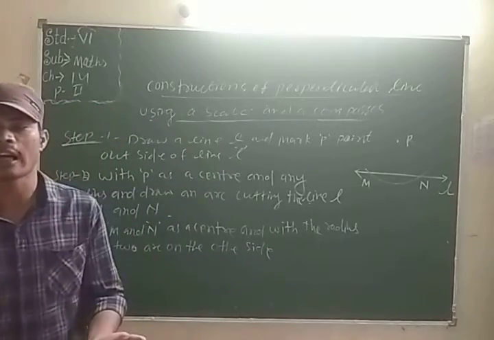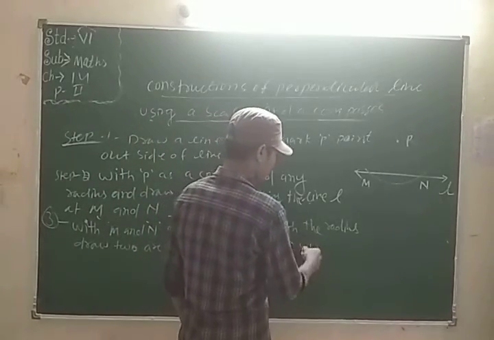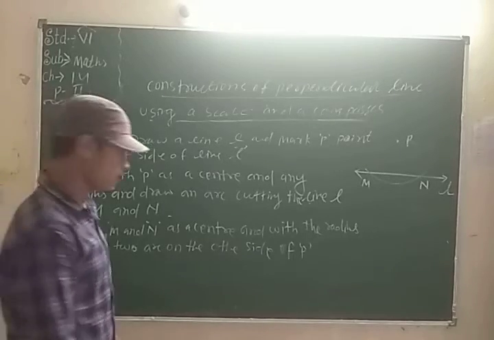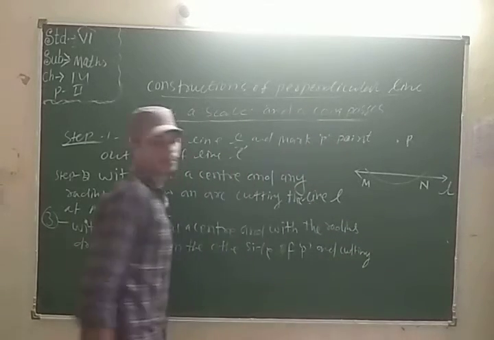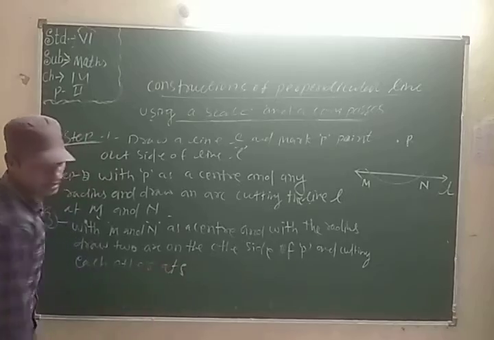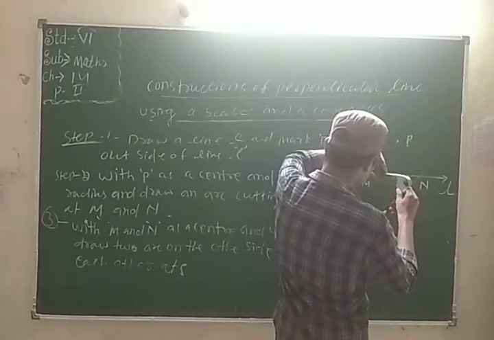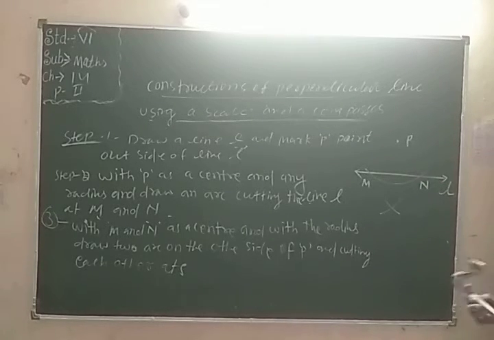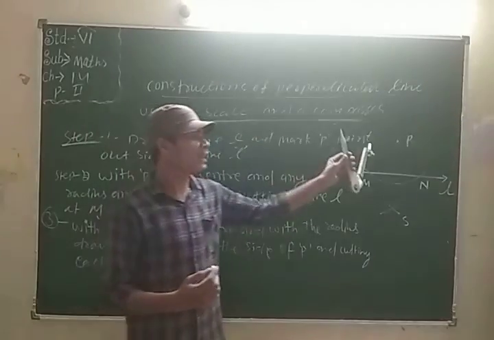That means we draw arcs on the other side of the line from P, cutting each other at S. So we take M and N as centers and draw arcs. When both arcs cut each other, we get a new point, which we name S.